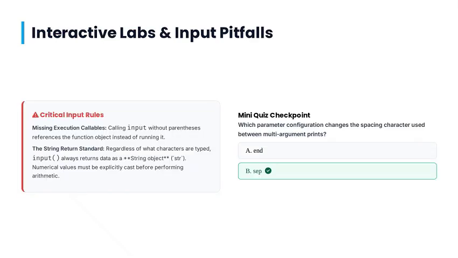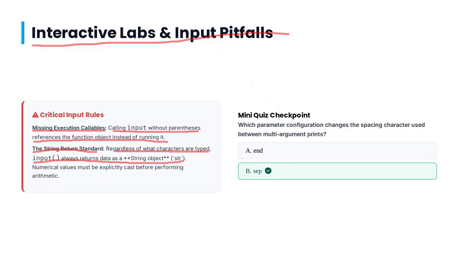Interactive labs and input pitfalls. Missing executioner callables: calling input without parentheses references the function object instead of running it. The string return standard: regardless of what characters are typed, input always returns data as a string object. Numerical values must be explicitly cast before performing arithmetic.